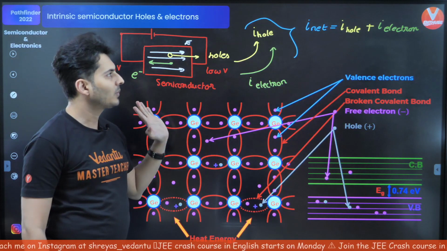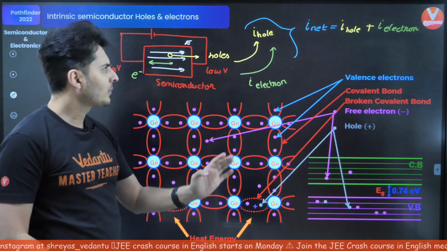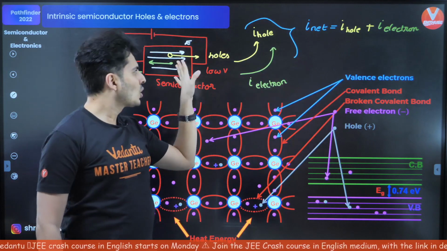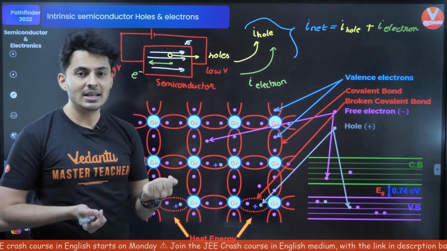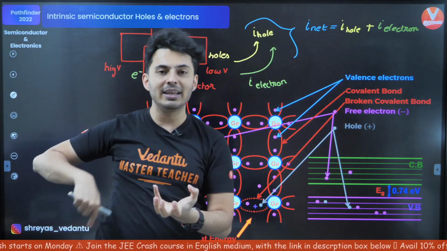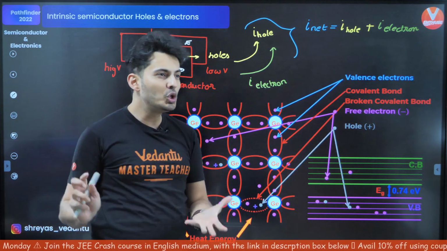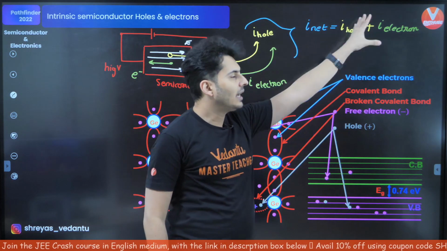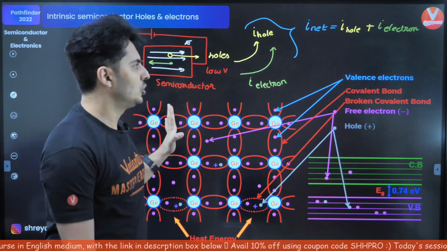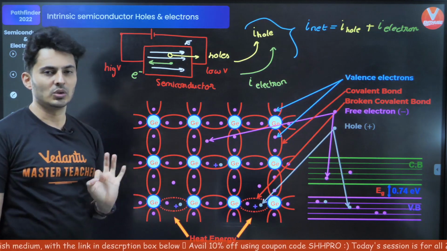Keep this in mind. Okay, usually the current due to the hole is less because holes can't move so easily, because holes are vacancies. Electrons can jump very easily from one to other. So usually, most of the times, electron current is more as compared to hole current, usually. Okay, keep this in mind, usually.